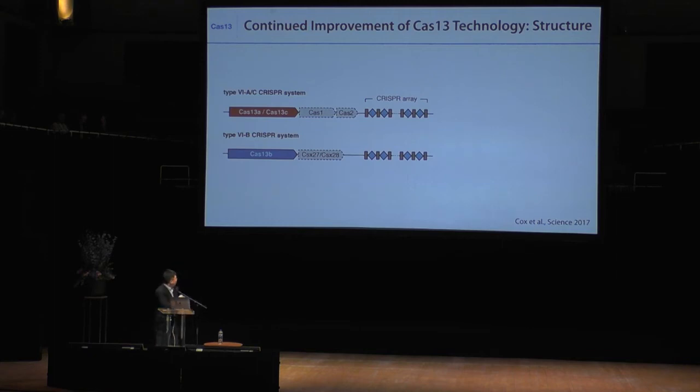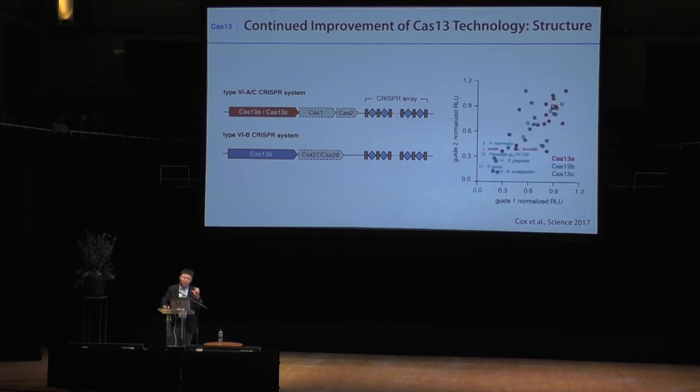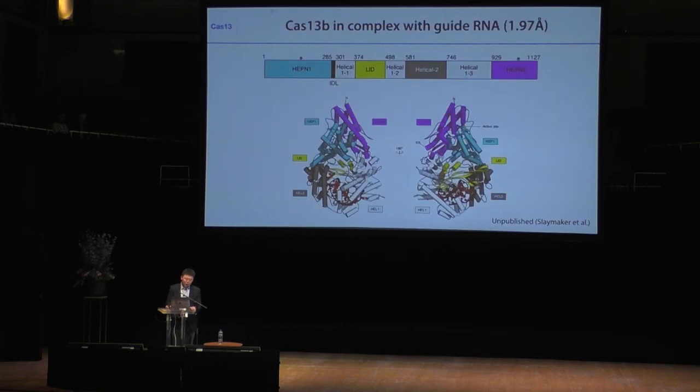And so of all the family members of Cas13, A, B, C, and so forth, we found that the B family, the Cas13B molecules, are the most robust in human cells. If you compare their activity, the ones on the bottom left corner are the most robust, and most of these are the blue ones, so Cas13B. To solve the structure, we then used X-ray crystallography, and we solved the crystal structure for Cas13B.